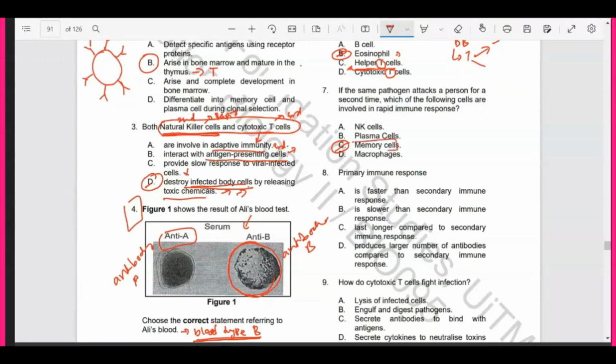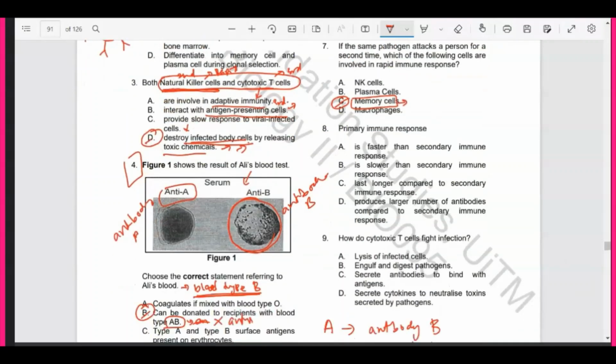So the memory cell is produced and stored in the lymph nodes, and it has a long lifespan. That is why when you are infected by the same virus again in the future, you will not get sick, because your body has already stored the memory cell against that specific pathogen. Okay. So if we look at the notes, this is what differentiates it.